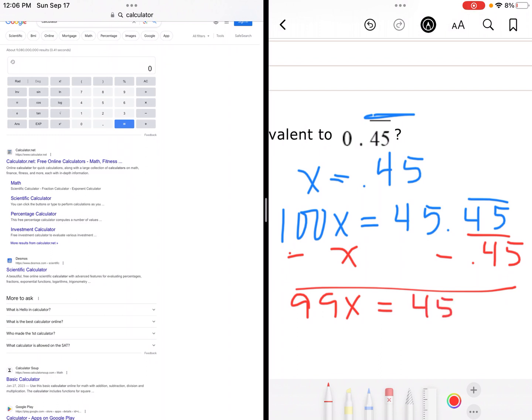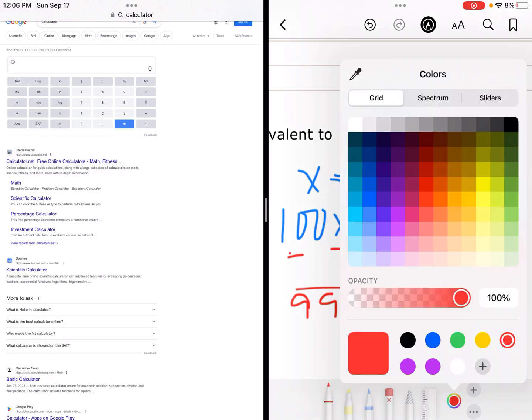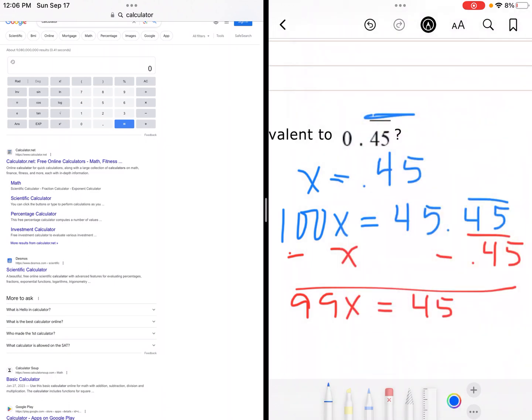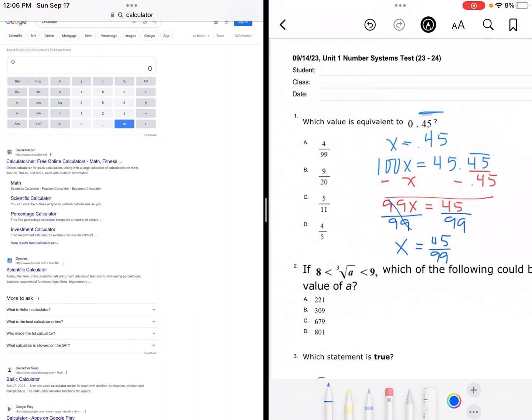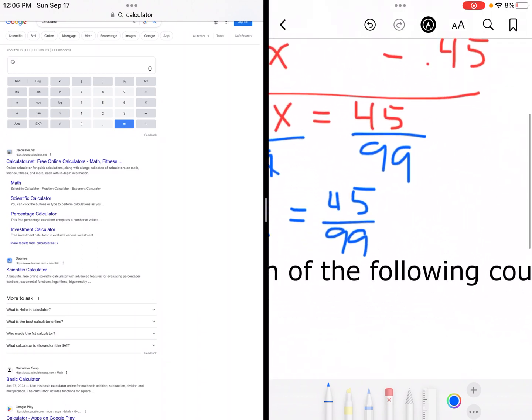And then from there, I have a one-step equation. So I'm going to divide by 99 on each side. So I have x equals 45 over 99. If I look at my answer choices, that's none of them. So I know I'm going to have to reduce my fraction. I divide by 9, and I get 5 over 11.